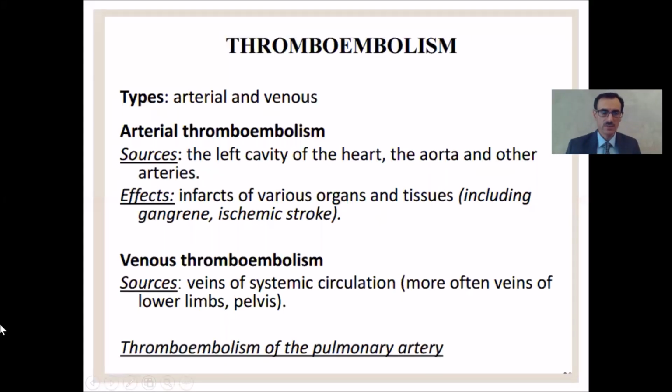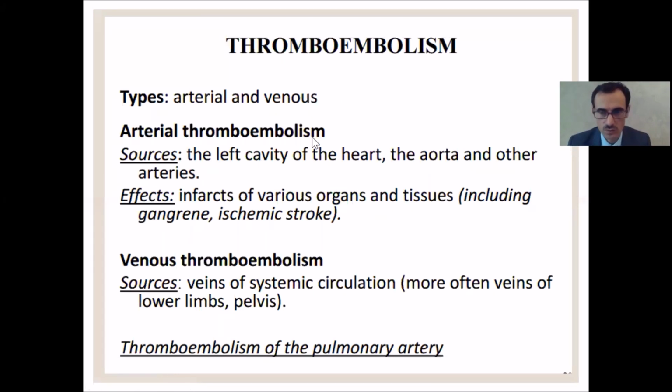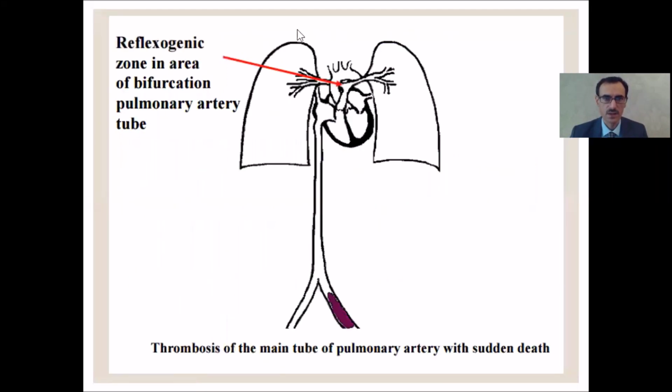So thromboembolism, as we said, has two kinds, arterial and venous thromboembolism. Thromboembolism of the pulmonary artery is the worst pathologic process, and it mainly results fatally. Here you see the thrombosis in the main branch of the pulmonary artery, which results in sudden death because it affects the reflexogenic area in the bifurcation of the pulmonary artery.